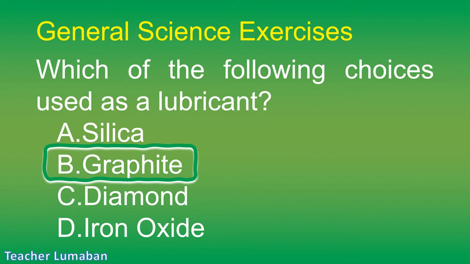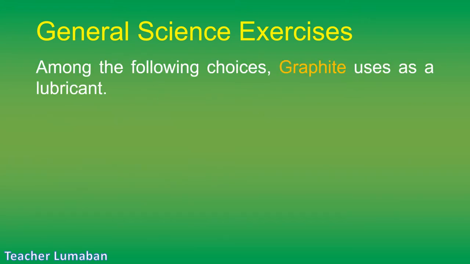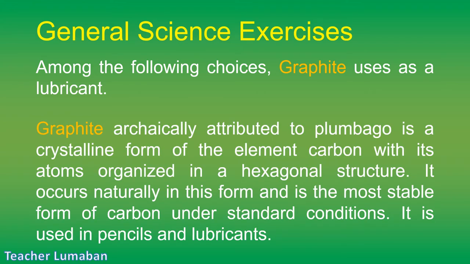Graphite. Among the following choices, graphite is used as a lubricant. Graphite, archaically referred to as plumbago, is a crystalline form of the element carbon with its atoms organized in a hexagonal structure. It occurs naturally in this form and is the most stable form of carbon under standard conditions. It is used in pencils and lubricants.